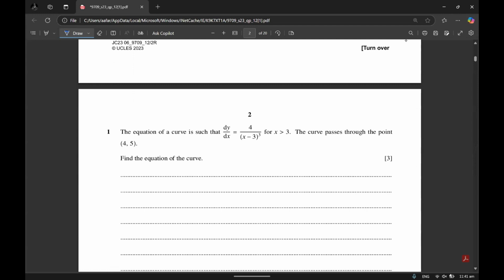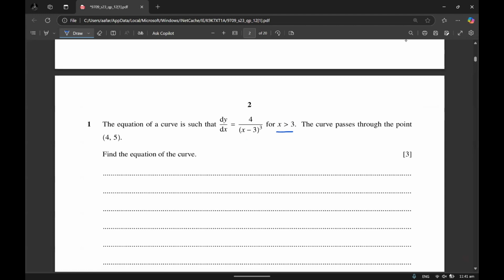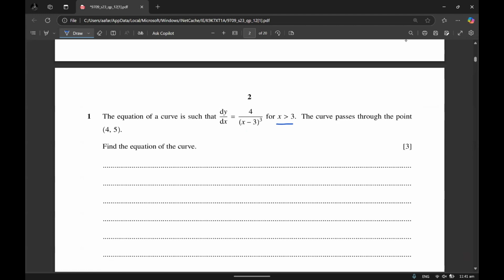So basically, the first question says the equation of a curve is such that dy over dx, derivative of y over derivative of x, is equal to 4 over (x minus 3) whole cube, for x bigger than 3. The curve passes through the point (4, 5). Find the equation of the curve. So x is bigger than 3. They've given us this domain. If we put x is 3, then it will be 4 over 0, which will be infinity, it will not be able to exist, it will give us an error. So that's why they've specified the domain that it's bigger than 3.